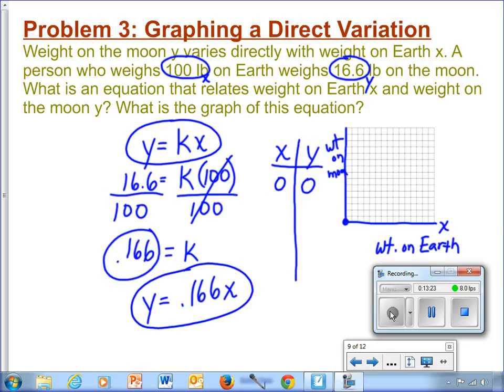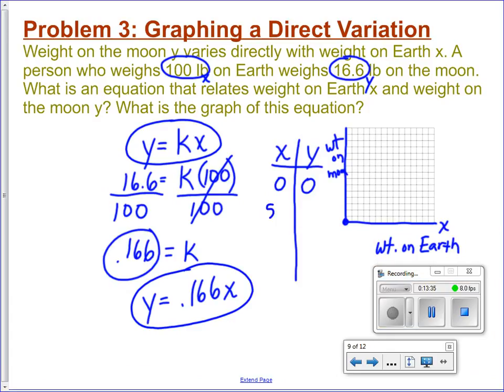All right, choosing some values that will help us graph this before we determine our scale. Weight on Earth, we might use 50 pounds. 100 pounds, we happen to know already is 16 and 6/10. Let's go ahead and do 150 and 200. This should give us enough points that we are able to graph.